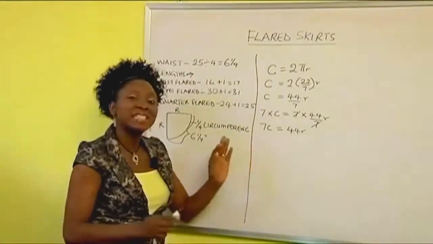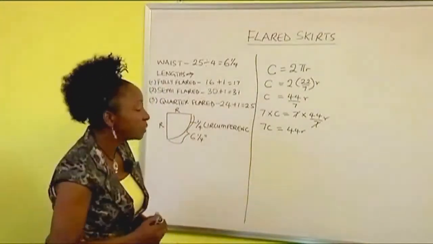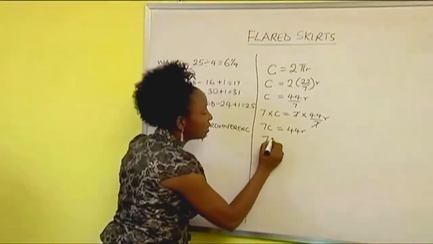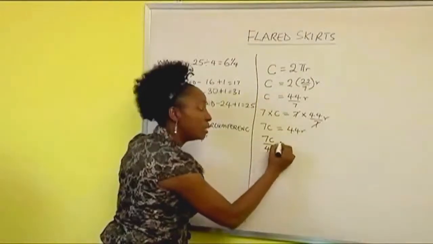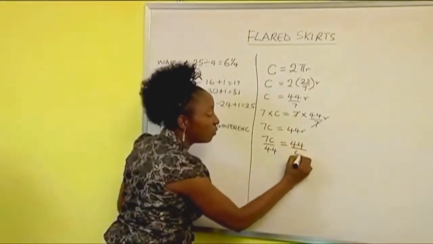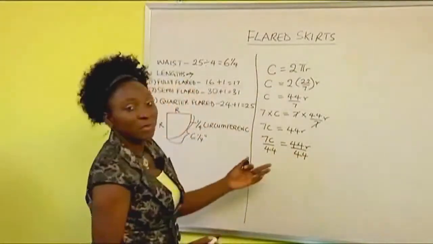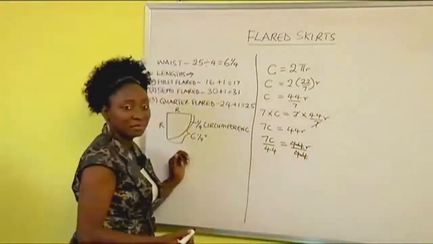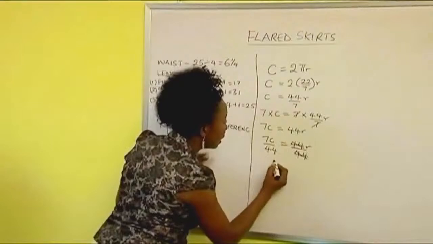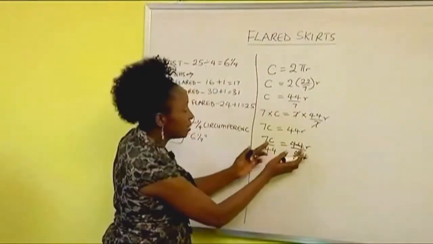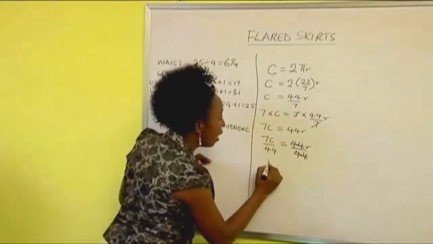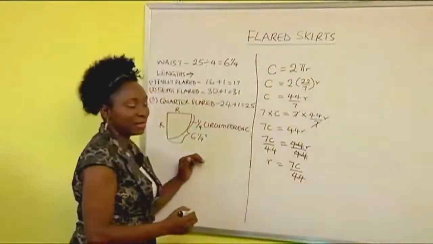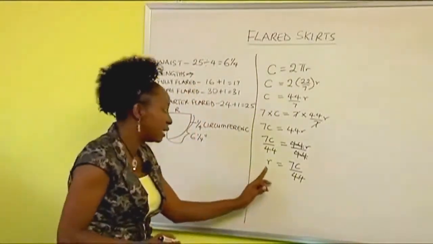So I'm going to take this and divide both sides by 44. Very clever. That's why mathematics is very good for life. So 7C divided by 44 would give me 44r/44. Now once I've done this, I just cancel 44 with 44, and then what I'm left with is r. So now I'll change this to the other side, and that will be r equals 7C/44. Easy.